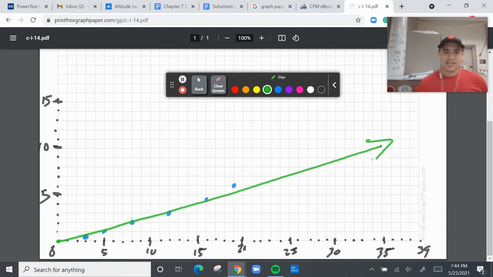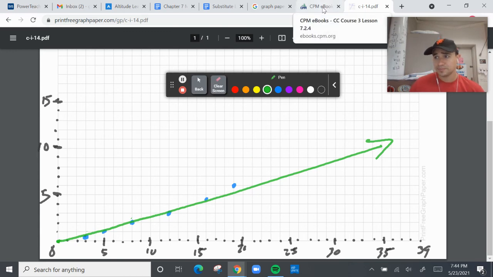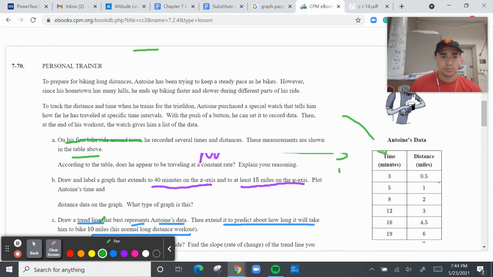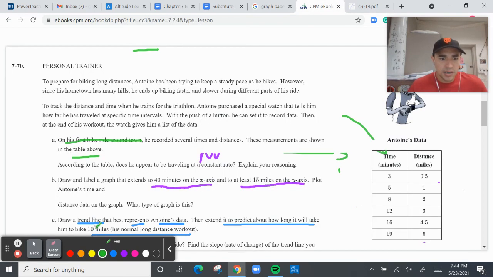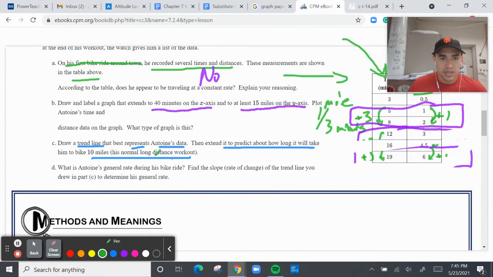All right, that's probably the best I can get with the technology that I have. So yeah, that's going to be our trend line. Basically, there's some points below it and some points above it, but it's kind of like averaging out the dots in a specific line. So let's go ahead and continue on here.